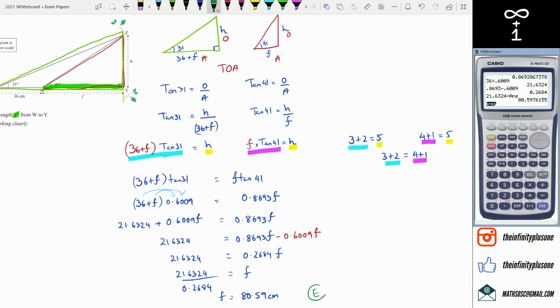If you get the 80.59, you're looking at an excellence grade. If you get up to this point right here, then you're going to end up with a merit. And achieved is getting to one of these things. So either this or this. Actually, I should have done it here. Yeah, you've got to have it in H. So either this or this will get you an achieved. Cool, guys. That is basically question 1.